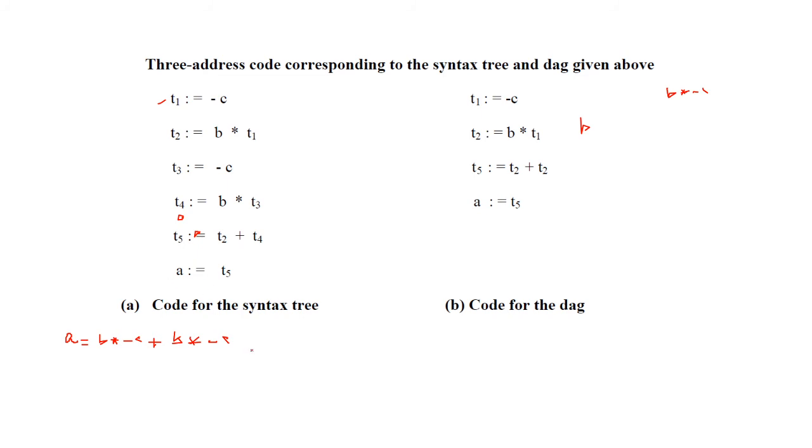Now similarly we can write for DAG. So when we write for DAG, again T1 is equal to minus C. Then we have to multiply this result with B. Therefore, B into T1 will be T2. Now, another expression, this is going to be the common expression which is repeated. Therefore, we can add T2 itself 2 times. So, instead of redoing, it will be done as T2 plus T2. So this result can be stored in a variable T3. Now this result T3 can be given to A.